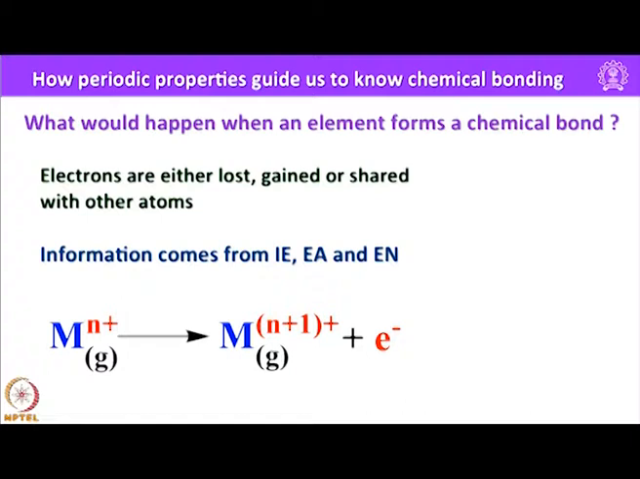For example, look into the equation I have given. Take M, a gaseous atom or an ion, and when you ionize it, it loses one electron to go to the next oxidation state.